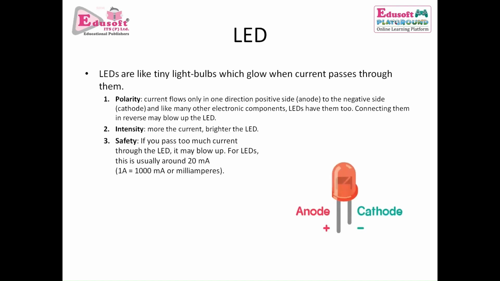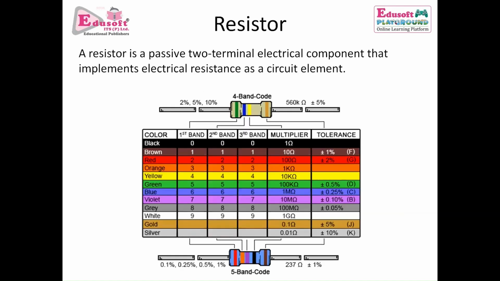And next term is LED, light emitting diode. The LED stands for light emitting diode. This is a bulb. We can say a small, tiny bulb. And this is a two terminal device. So there's one long pin and another is a small pin. The longer one is called the anode, like positive terminal, and the smaller one is called the cathode, negative terminal.